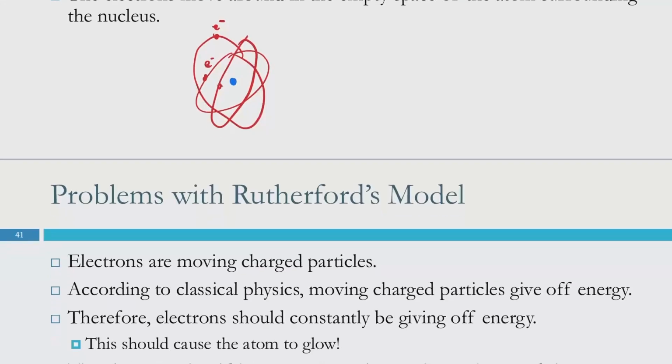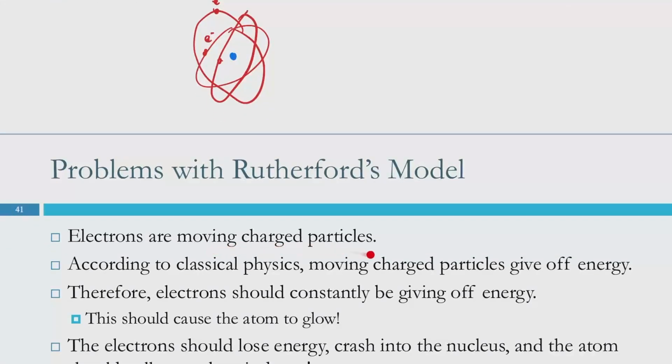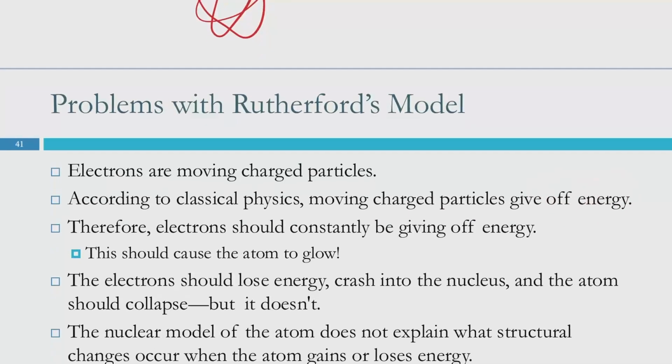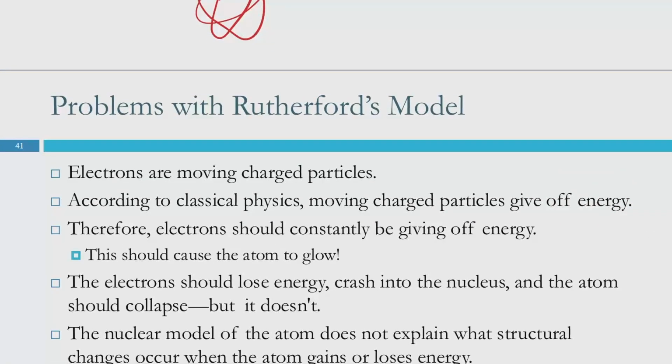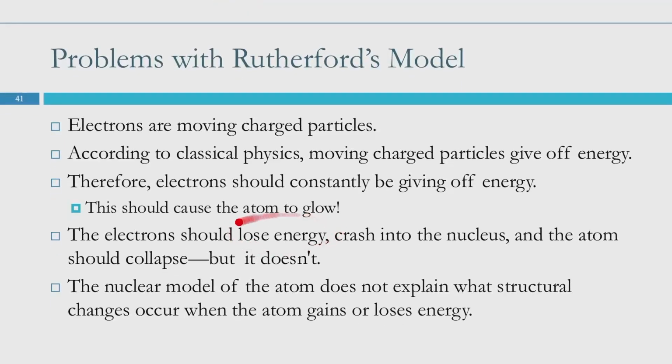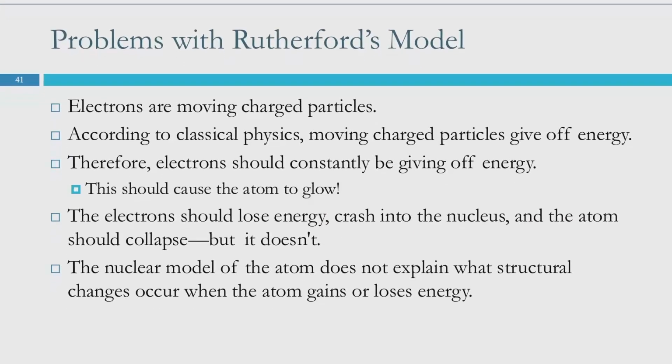But there's some problems with Rutherford's model. Electrons are moving charged particles, and in classical physics, moving charged particles give off energy. So if the electrons are constantly moving around, they should be constantly giving off energy. And if they're constantly giving off energy, it makes sense that they would eventually lose enough energy that they crash into the nucleus and the atom would collapse. This is why we had that issue with why are atoms stable. They should also, because they're constantly giving off energy, be glowing. They should be releasing some sort of electromagnetic radiation that we'd be able to pick up, that we would be able to see.